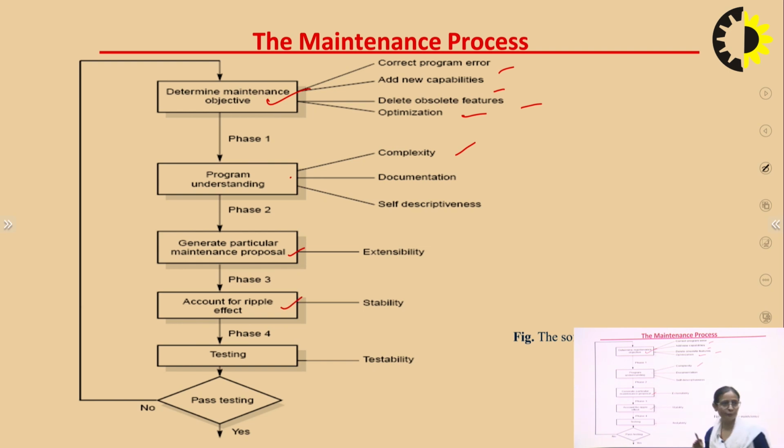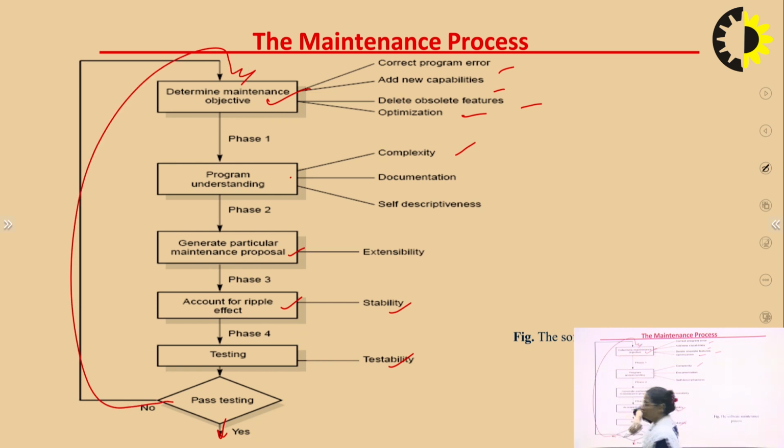Then we account for the ripple effect. Why have we included the ripple effect? For the stability part. Then comes the testing, whether my product is testable or not. If it has passed the testing, then everything is okay, we are out of the maintenance process. But if it doesn't pass the testing, then again we will repeat the whole process.